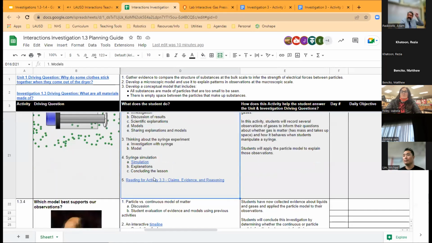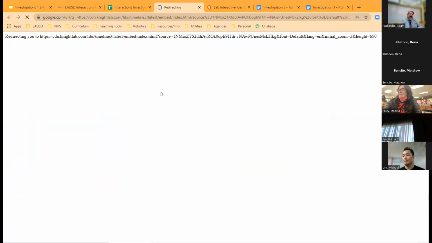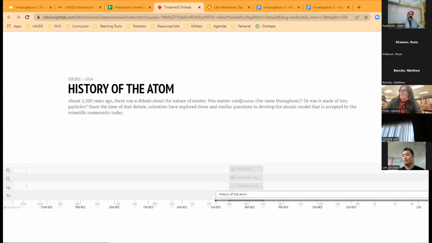And then there is a reading here about claim, evidence, reasoning. And Mike is going to talk about claim, evidence, reasoning in a little bit. You close this up with some more discussion, and we have this little interactive timeline, which shows the changes in the understanding in the history of the atom. And we're going to see this timeline several times throughout the curriculum, and we're going to build on it as we go.